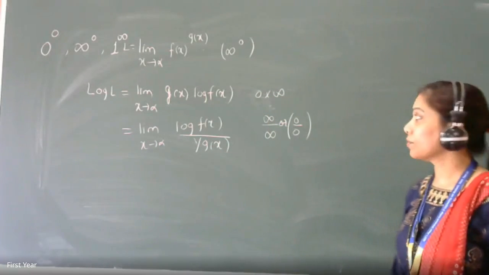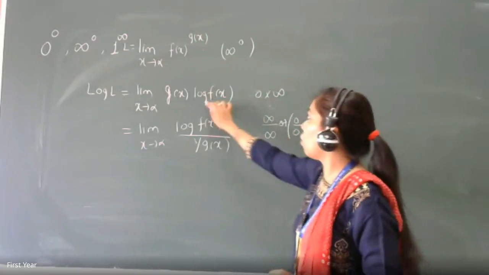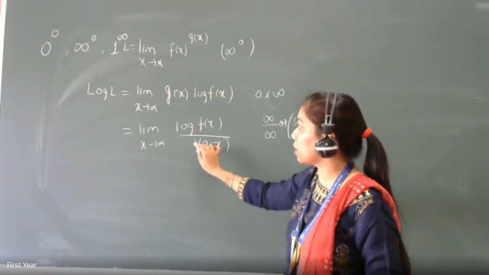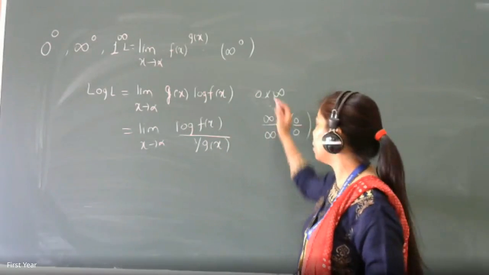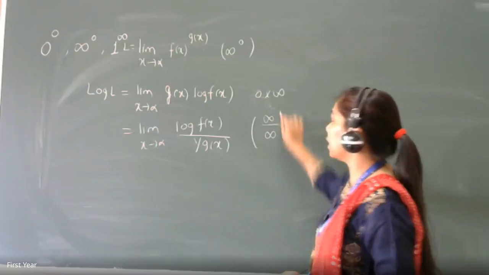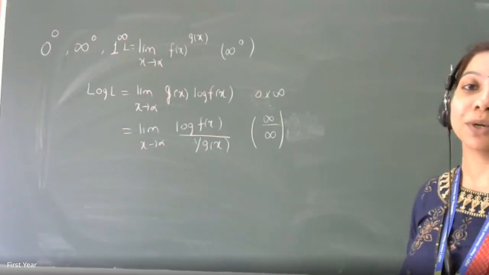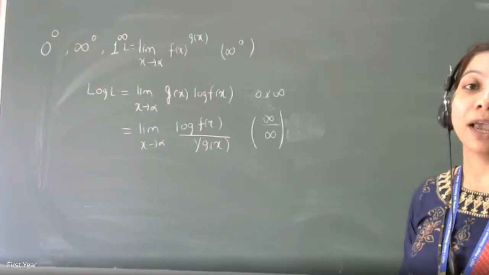Is it okay? Suppose log of f of x was infinity and g of x was 0. So in the denominator it has gone, so 1 upon 0 is infinity. Which form has it taken now? It has taken infinity by infinity. Is that clear? And therefore you will apply L'Hospital rule.